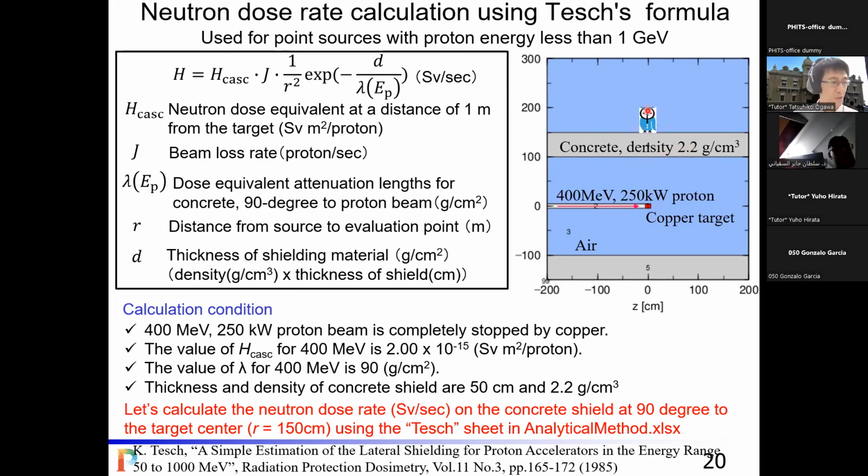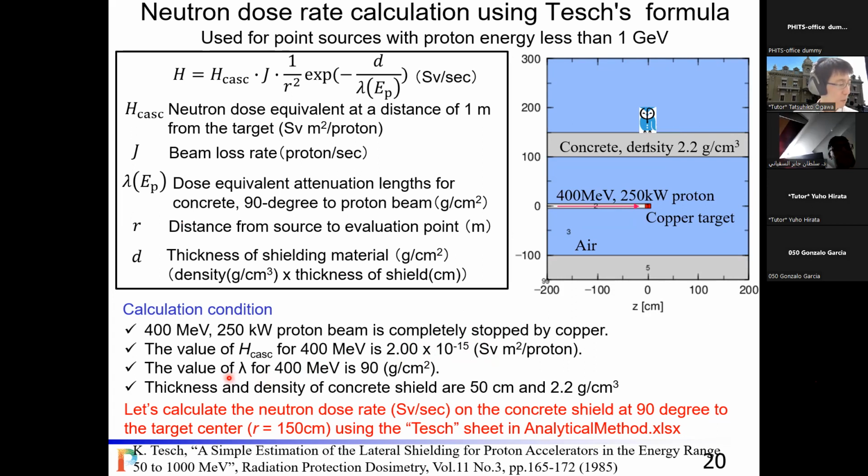This time, we are going to calculate the dose where the engineers have seats here, because this is the area accessible by engineers during operation. And here's the list of calculation conditions: a 400 MeV, 250 kilowatt proton beam, and this beam is stopped by a copper target. The value of H_Tesh for a 400 MeV proton is 2.10 times 10 to the minus 15 sieverts meter square per proton. This is data taken from a pre-evaluated database.